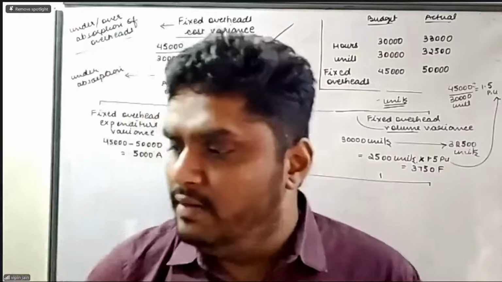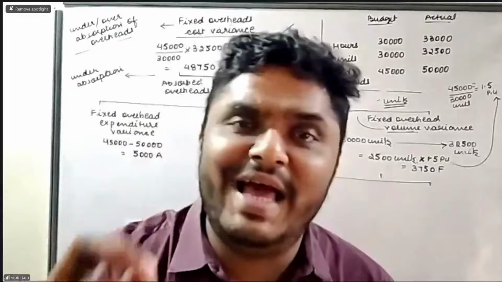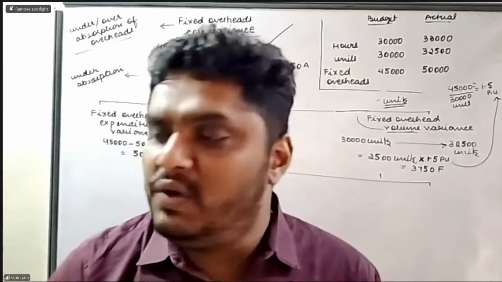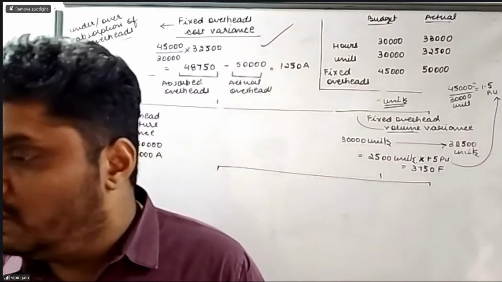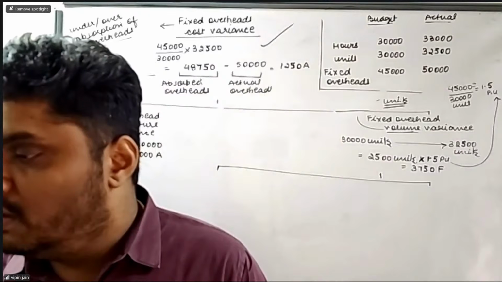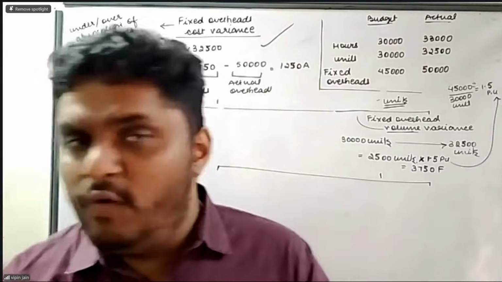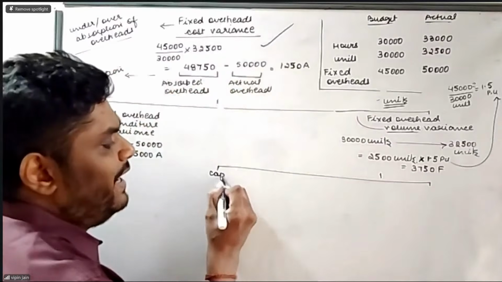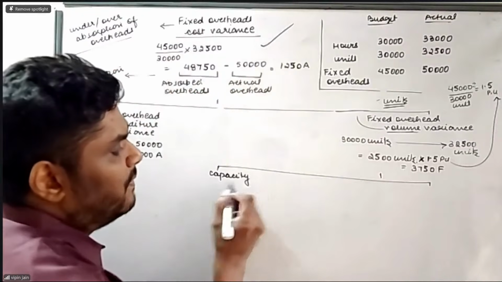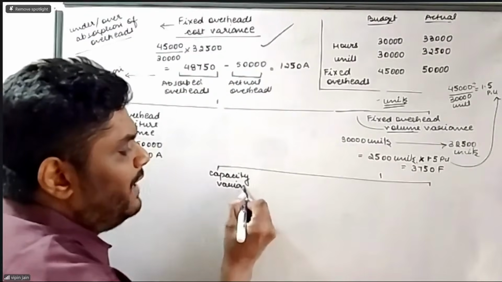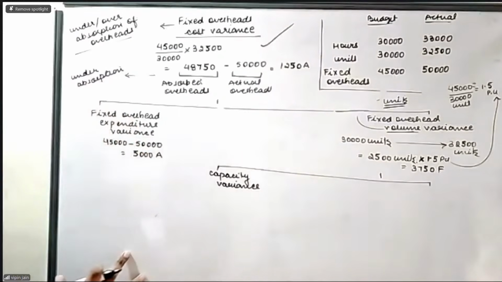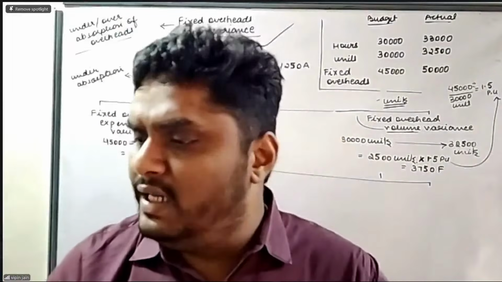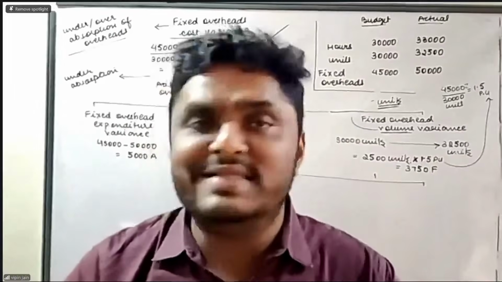Now next question, since the days are not given, will calendar variance be calculated or not? We won't be able to calculate it only because the days are not given. So straight away we will write down capacity variance. We will not be able to calculate calendar variance. We will straight away calculate capacity variance, and since days are not given, we will assume that the days are same.